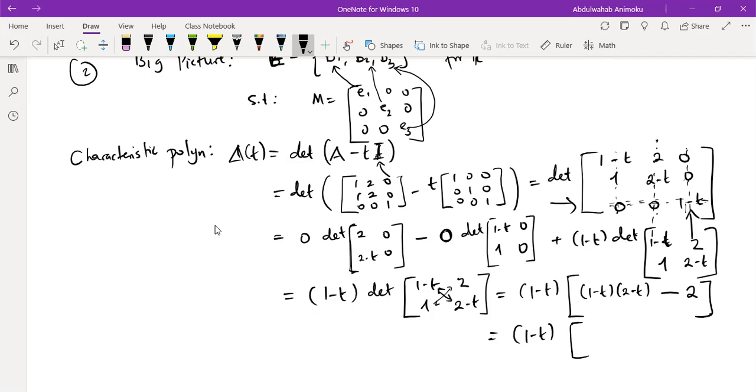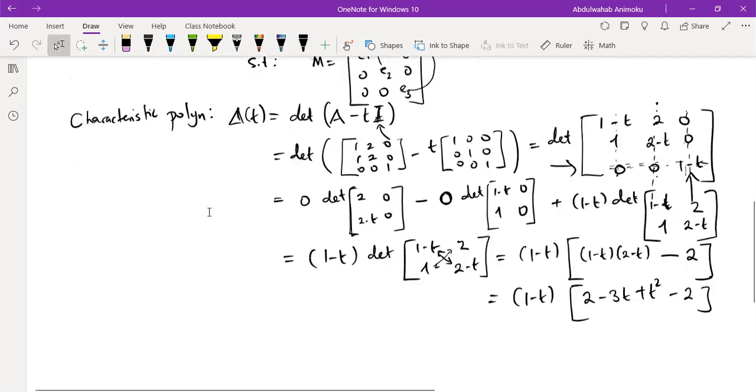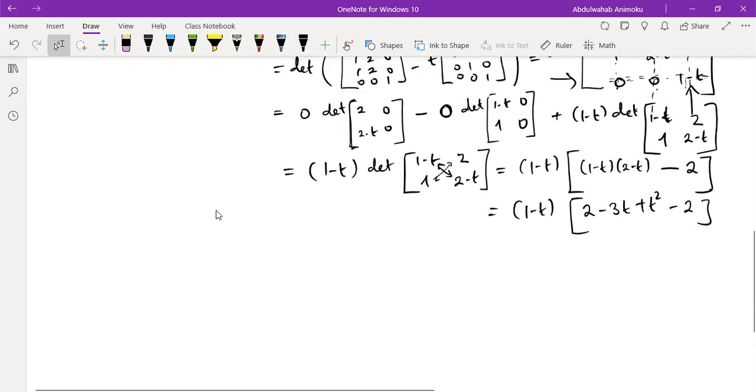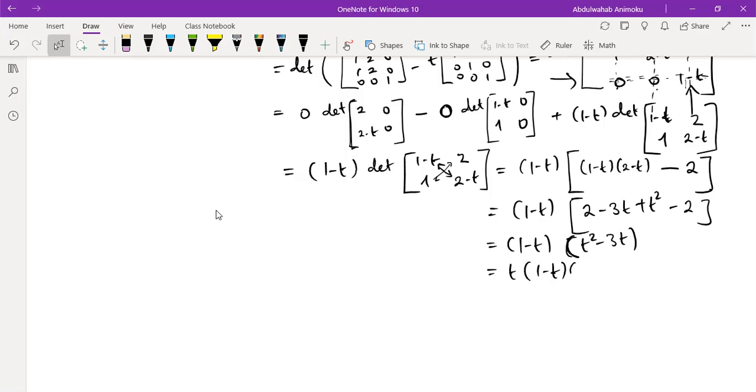The inside, when you simplify this, is just 2 minus 3t plus t squared, then minus 2. Right. Okay, so what does this give us? This gives us 1 minus t multiplied by what? t squared minus 3t. Okay, then you can factorize t out, so you basically have this t minus 3.